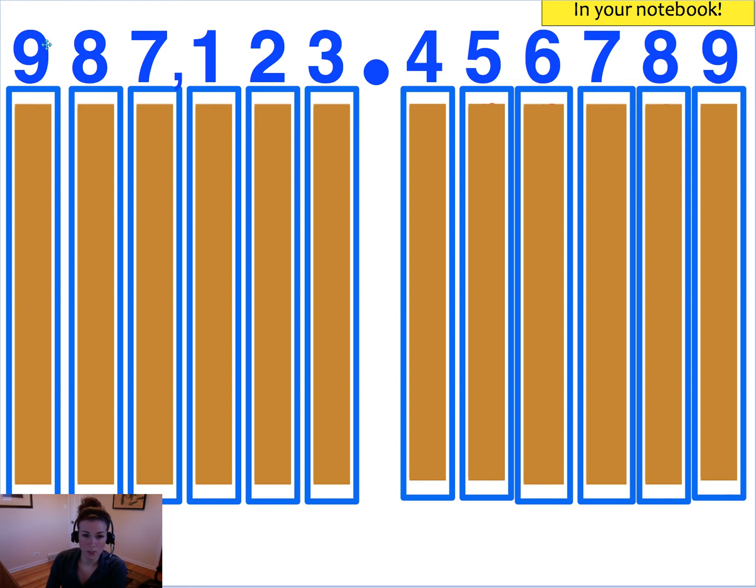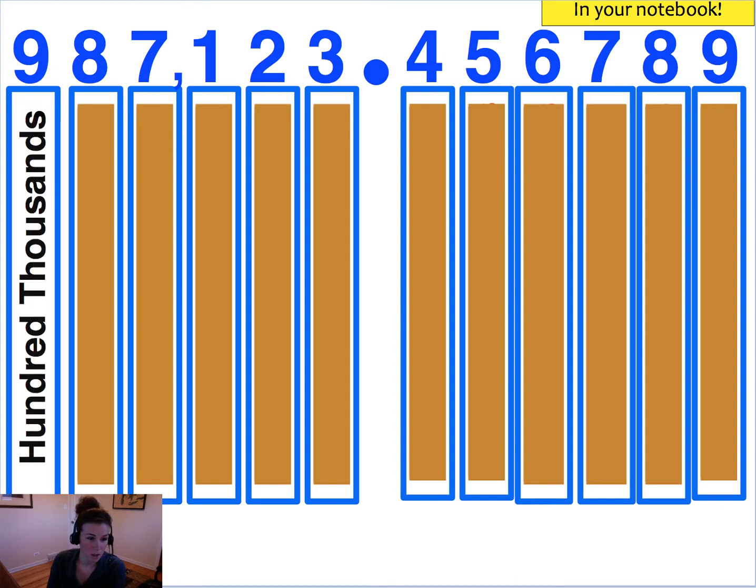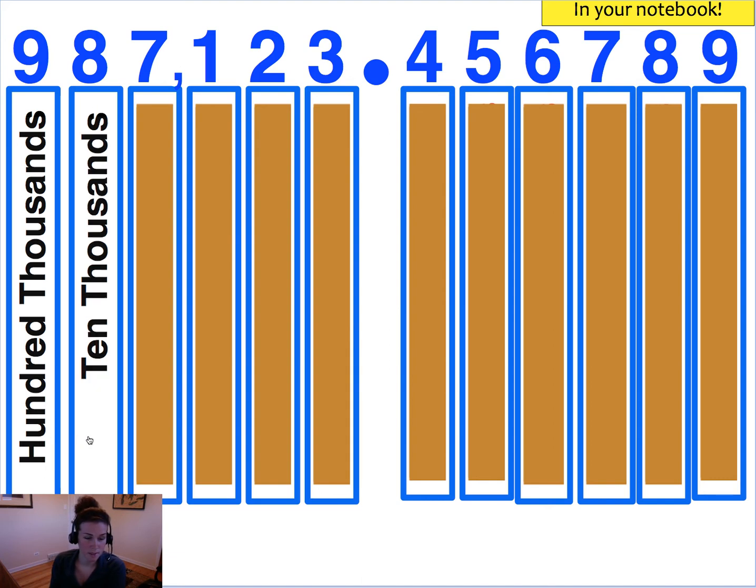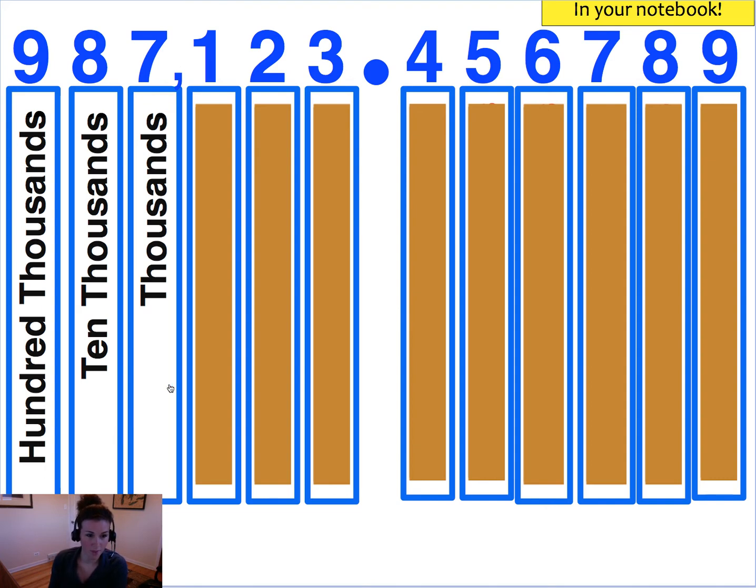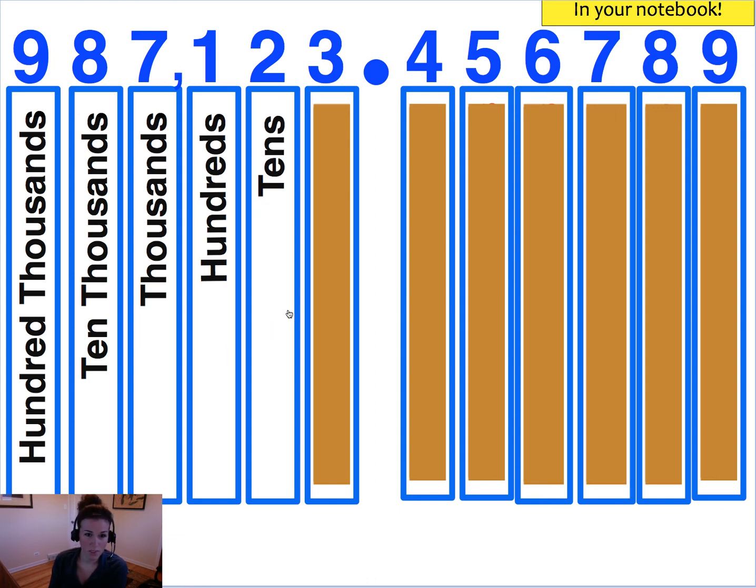Let's understand each of the positions then. So write down the number in your notebook, and then we'll identify each position. So the 9 is the hundred thousands. The 8 is the 10,000s. 7 is in the thousands position. 1 is in the hundreds. The 2 is in the tens. And the 3 is in the ones digit.